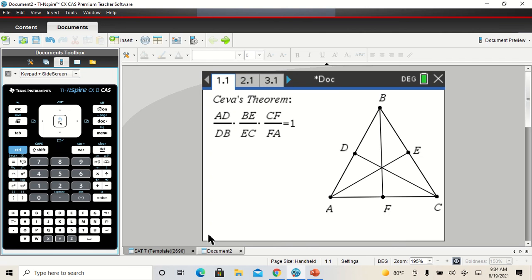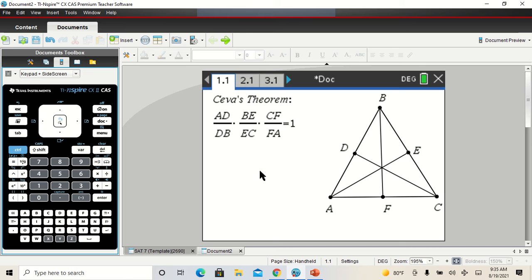This is Ceva's theorem. The basic idea behind it, so that you understand, is if you take the ratio of the sides. Let's say I'm starting at A, so I say AD over BD should be equal to, if I follow that same pattern, BE. Well, if I multiply that times BE over EC, and then I multiply that by CF over FA, that should all equal 1.